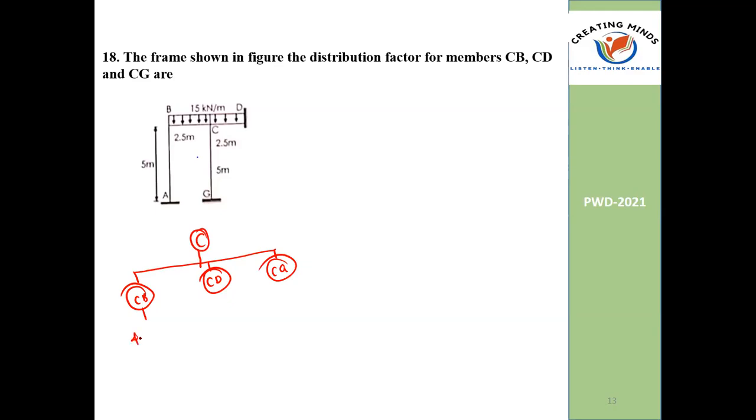So for CB, the stiffness is 4EI by L. EI is constant, it's not given. So 4EI by L, that is 1 by 3, 1 by 3, 1 by 3. You are getting all the same. So 4I by 2.5, but this one is also 4I by 5, since this length is 5, right? What is the sum? 4 by 2.5 into 2 plus 4 by 5.